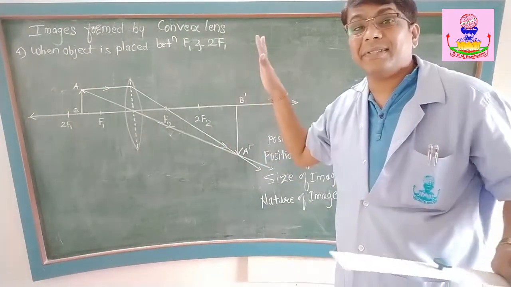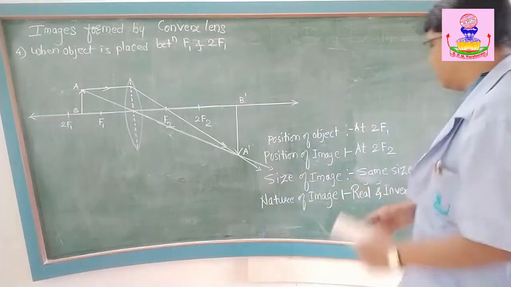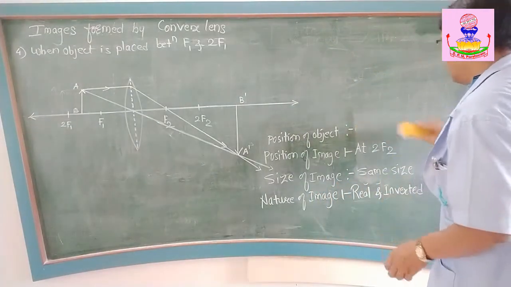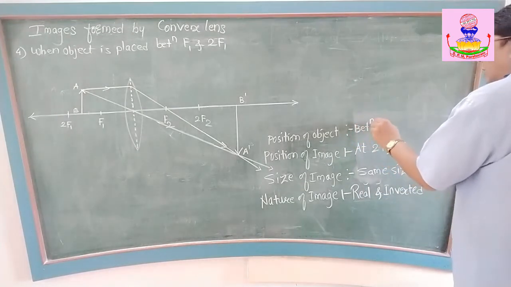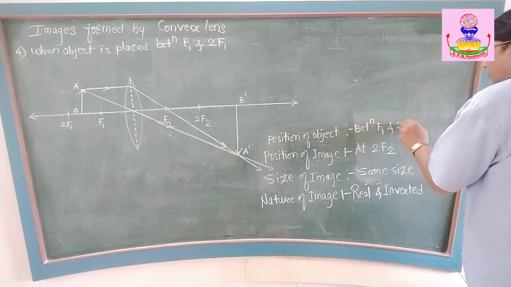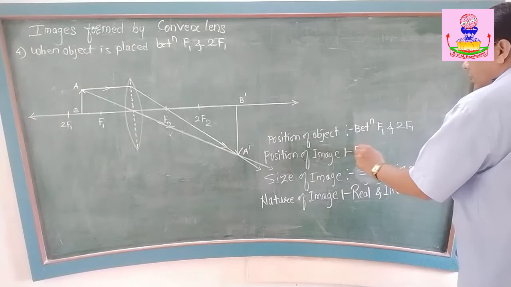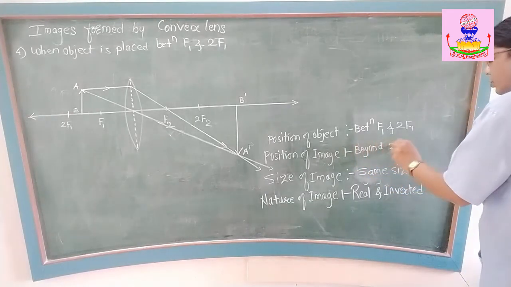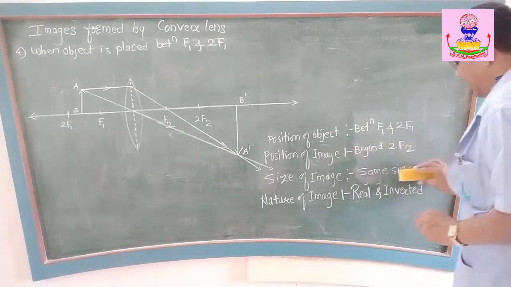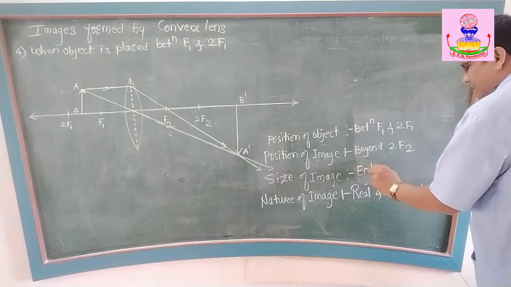Now, you can see the size of the image has increased. Right? So what we can write here: position of object between F1 and 2F1. Position of image beyond 2F2. Size enlarged.